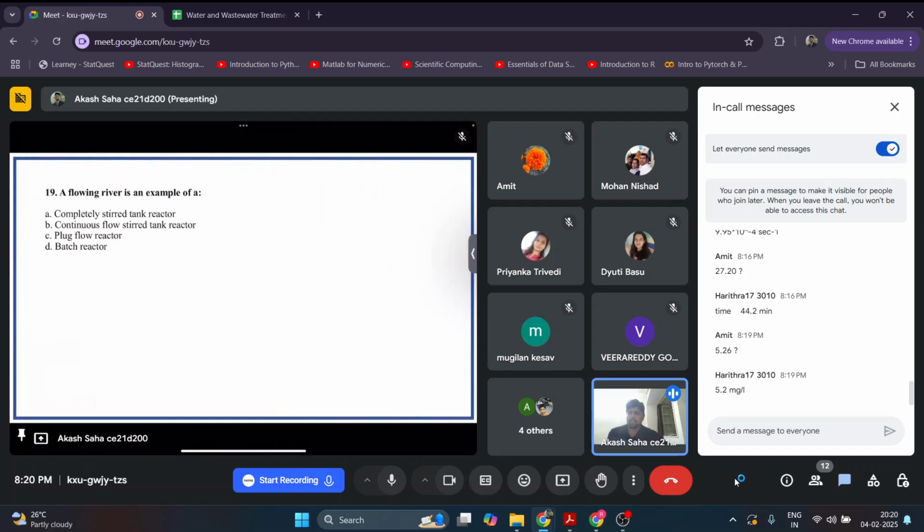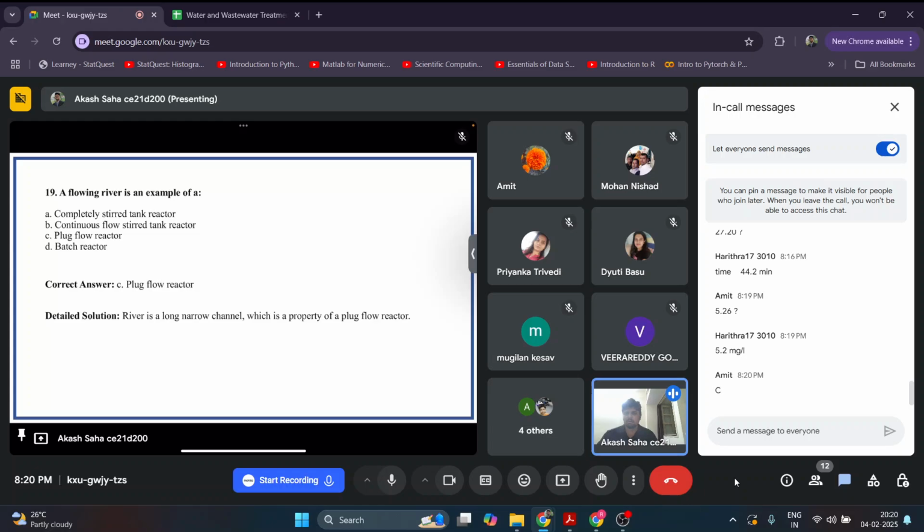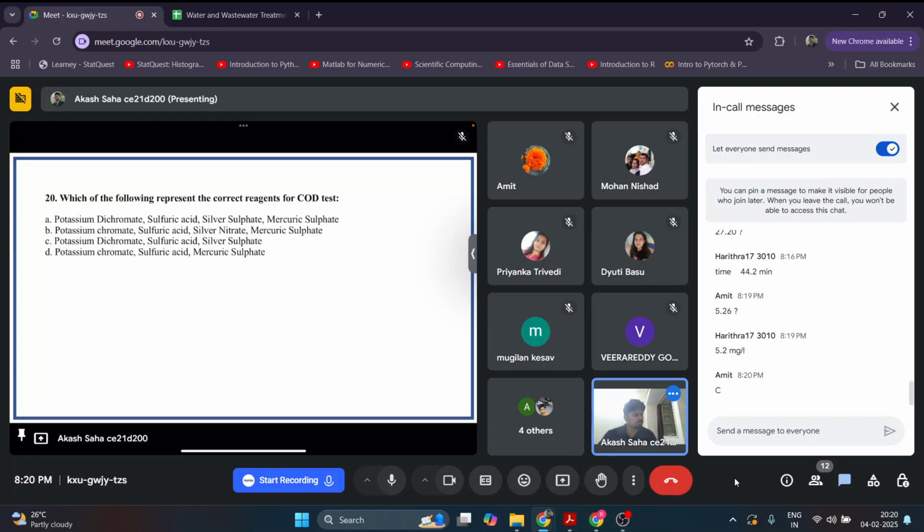A flowing river is an example of CSTR, CFSTR, plug flow reactor, or batch reactor. This you can say directly. A flowing river, how does it resemble? C. Very simple. It's like a plug flow reactor. It's a long, narrow channel, so it resembles a plug flow reactor.